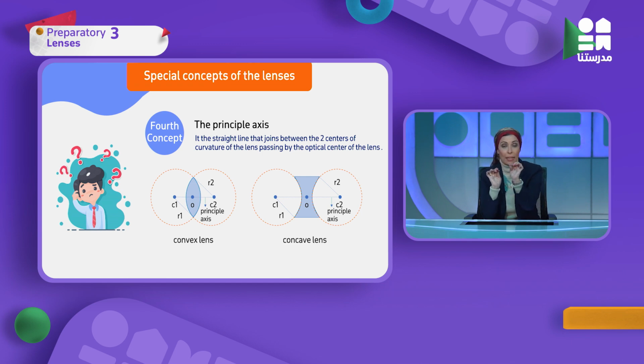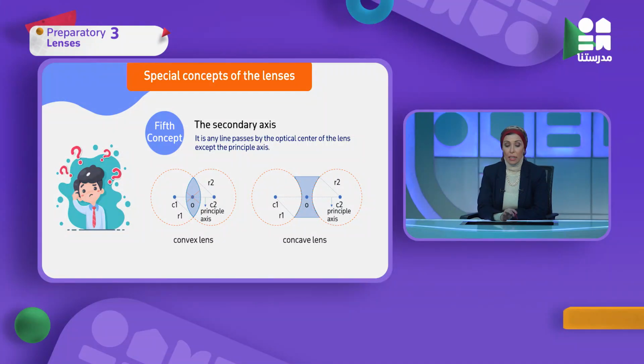يعني بنص اللينس لازم يمر بالبوينت اللي في النص, which is called optical center or center of vision. The last concept here is the secondary axis. We know it before that it's any line passes by the optical center of the lens except the principal axis. يعني اللاين اللي passes by the optical center في أي حتة أهو like this one, but except which part? The principal axis.